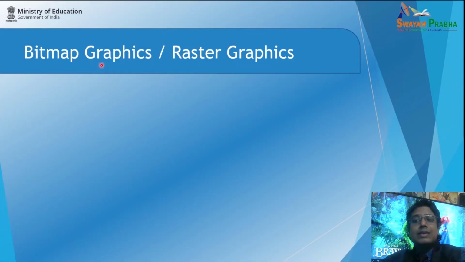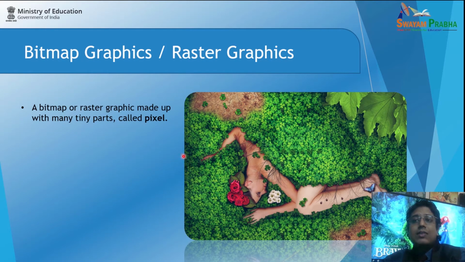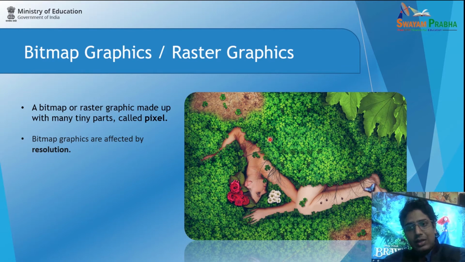So exactly, first of all, what is bitmap graphics or raster graphics? For example, this is one manipulated photograph. It looks like some nature and a mother of nature theme. This photograph has been implemented here. So exactly what is bitmap graphics? We can mention here that bitmap or raster graphics are made up of many tiny parts called pixels. I will share a small image here to help you understand pixels in depth. Second, bitmap graphics are affected by resolution also. So there are two terminologies: first is the pixel and second is the resolution. I am going to discuss these in a coming slide.